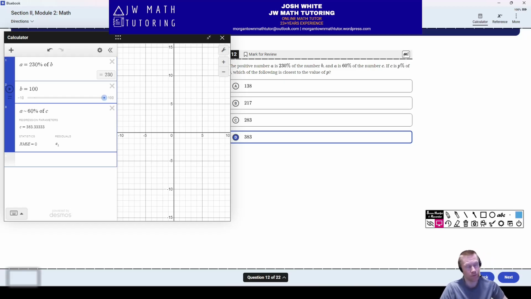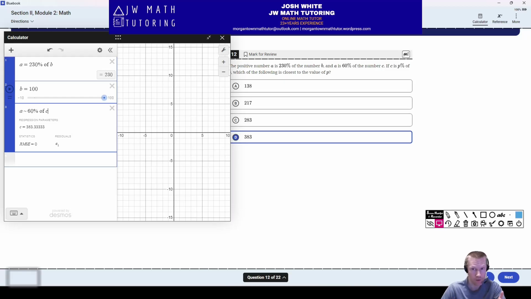The reason I do a regression is because that will find the value of C in order to make this statement true based on the value of A that it's grabbing from the first statement, which is based on the value of B of 100 in the second statement. Now, when I do that, notice I have the correct answer for C. The answer for C right now is 383. It's the answer to the problem.